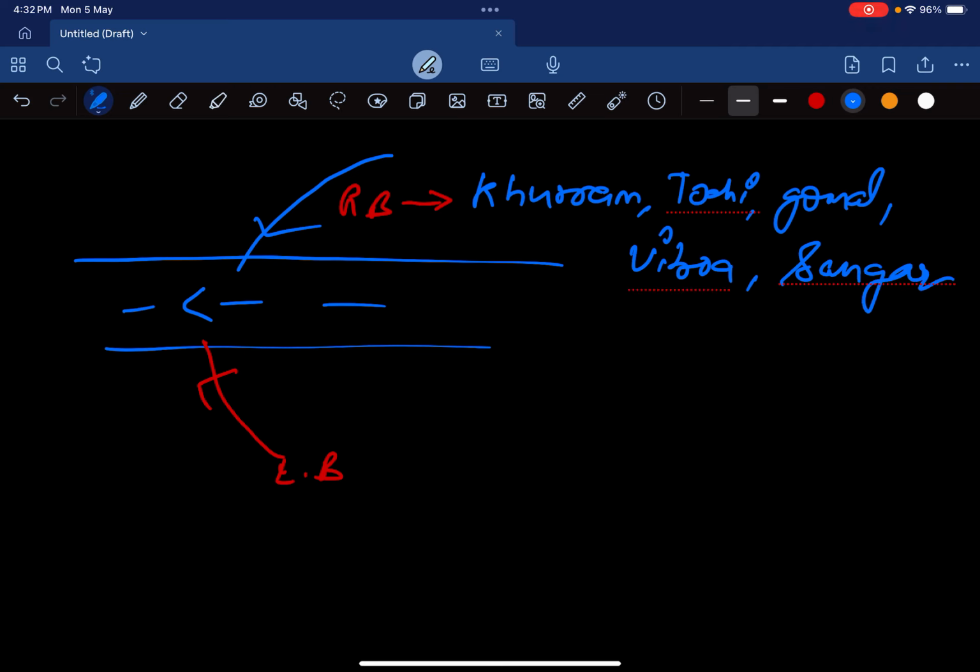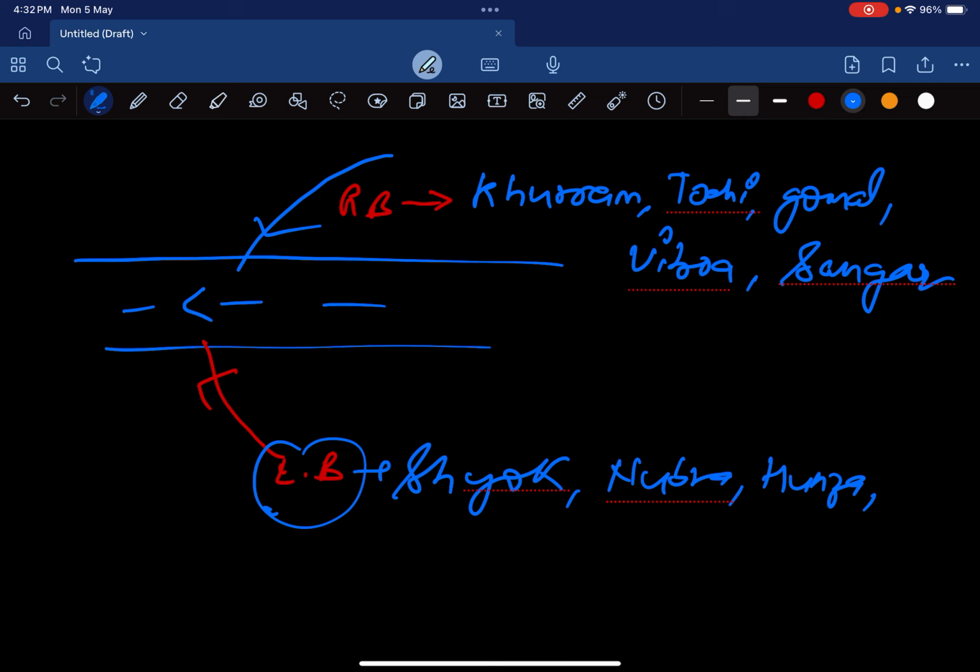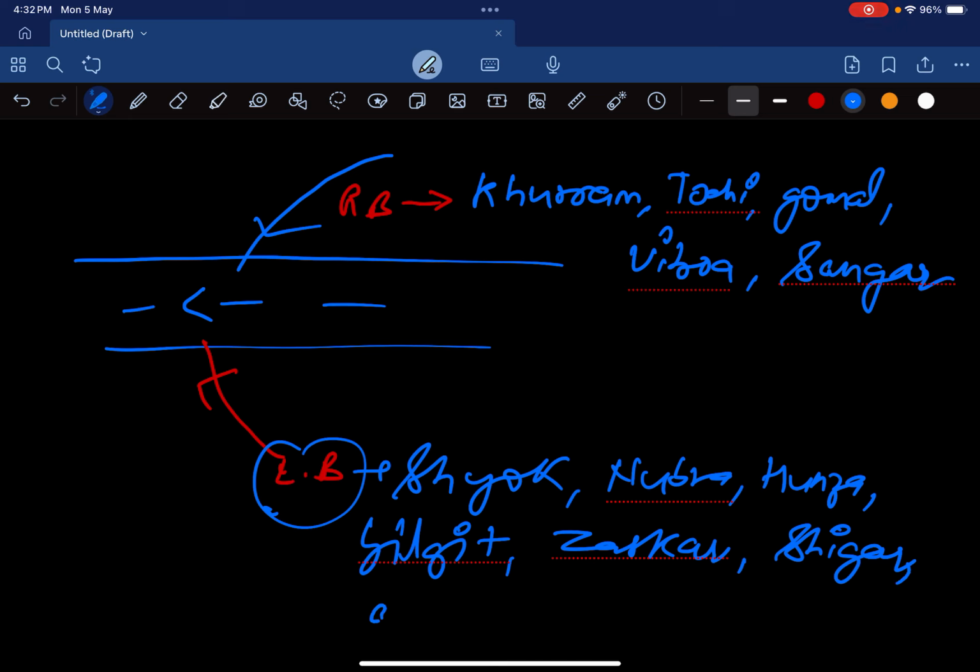If we talk about the left bank tributaries of the river Indus, they are Shyok, Nubra, Hunza, Gilgit, Zaskar, Shigar, Dasting, not Dasting, it's Gusting. And Dras, right?